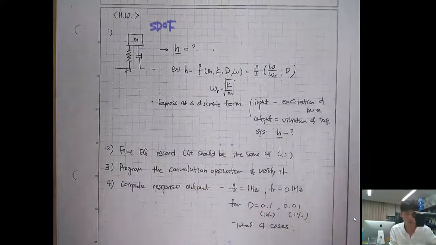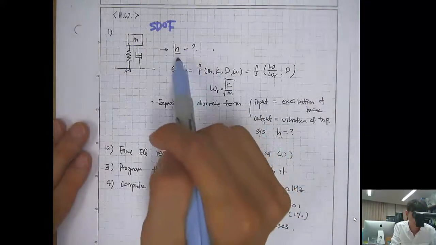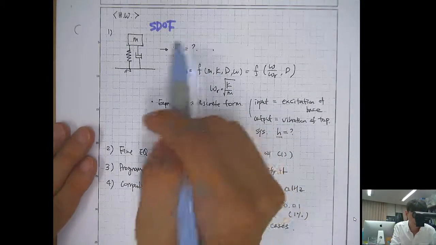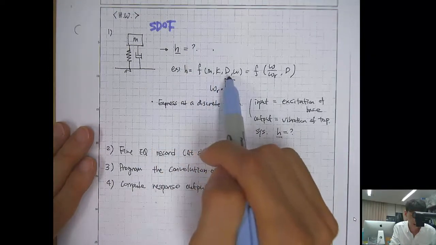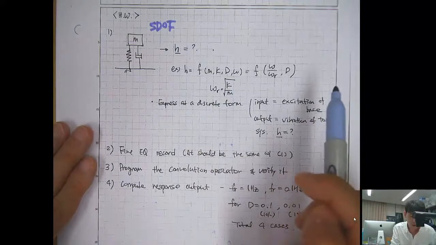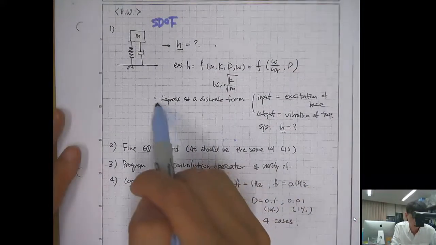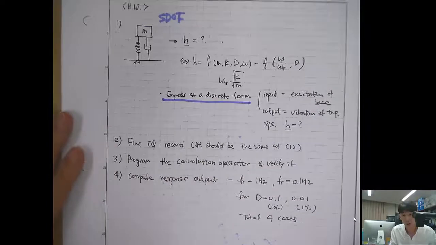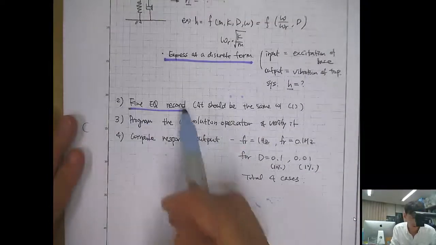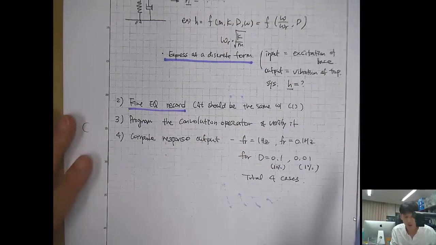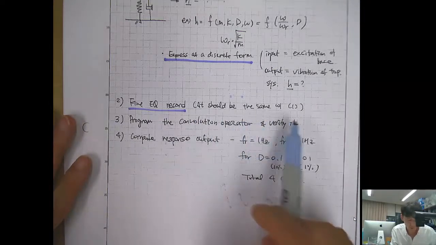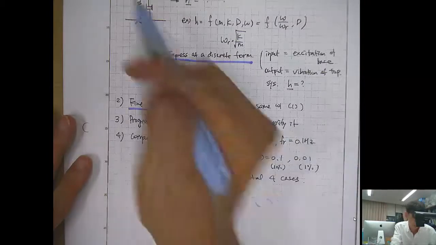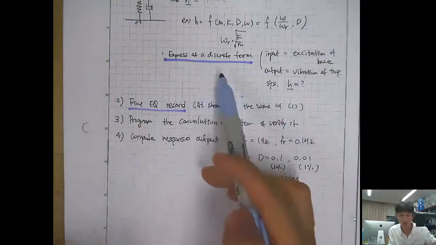And if you Google it, or if you find some structural dynamics textbook, it will give you the mathematical formulation for the H, impulse response, as a function of the M, K, and damping ratio, and the omega. And then express it in discrete form. And then find the earthquake record, any record. And delta T should be the same as the one here and here in the discrete form.